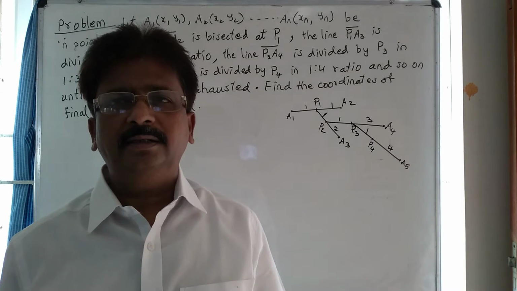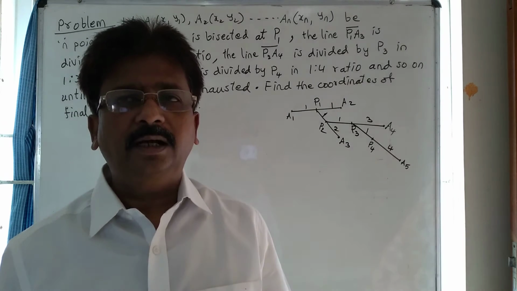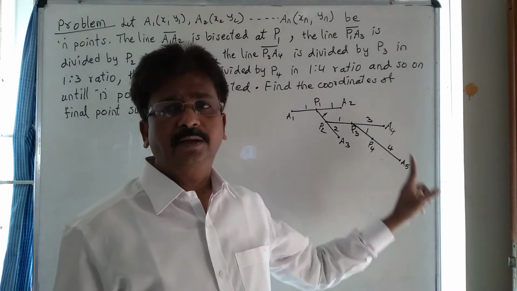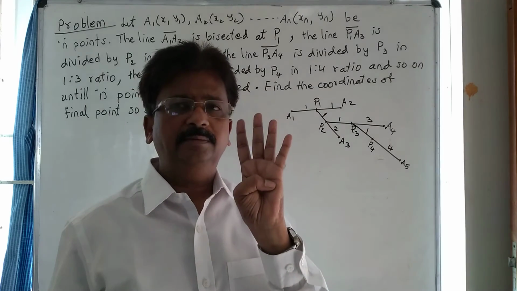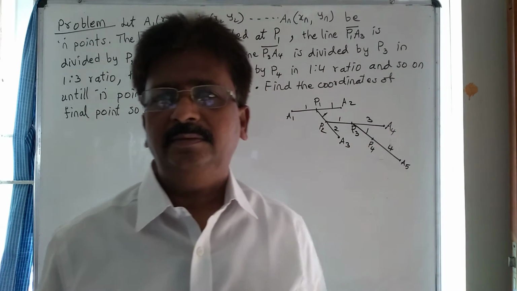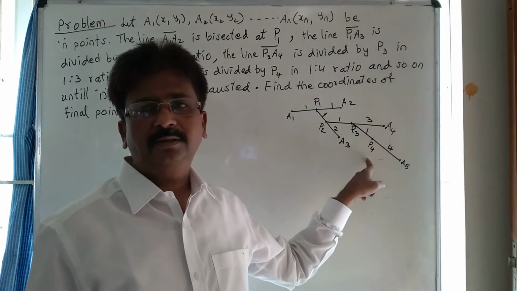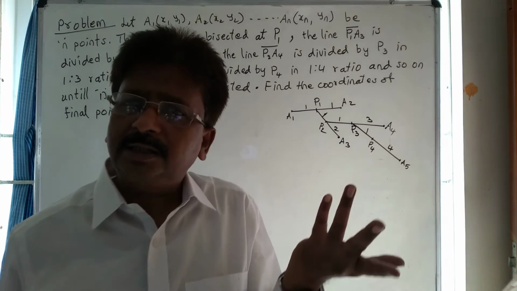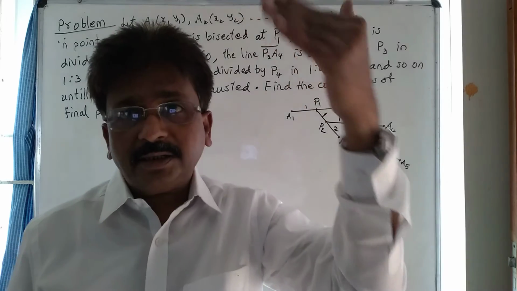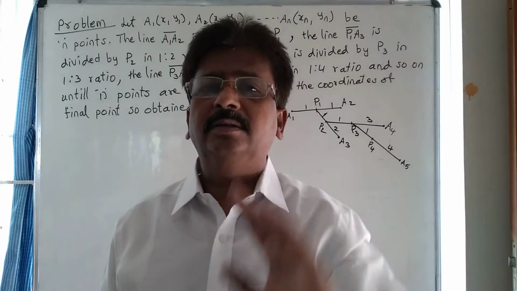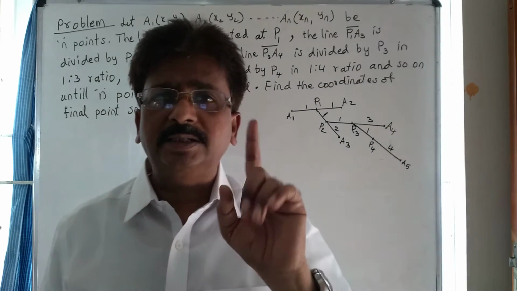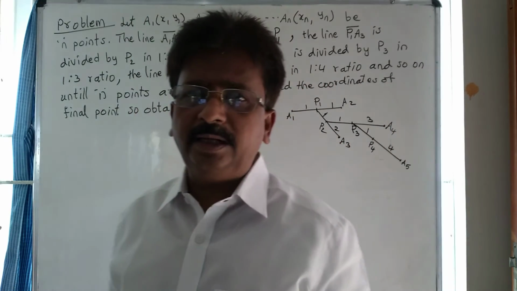You think logically? Now how many points have I identified on the board? A1, A2, A3, A4, A5. 5 points I have identified. How many dividing points are there? 4, P4 only. So if A5 is the last point, then P4 is the final dividing point. If An is the last point, then Pn minus 1 is the final dividing point. The n minus 1th point is the final dividing point.